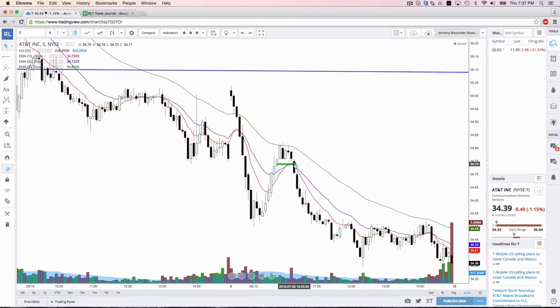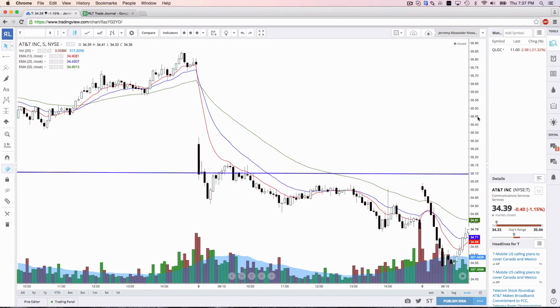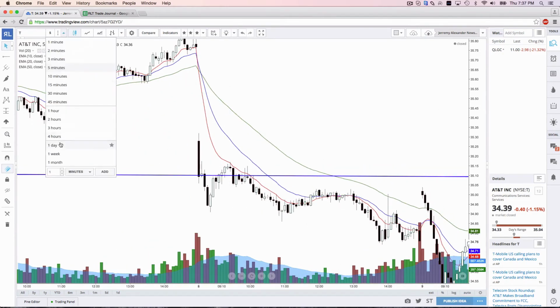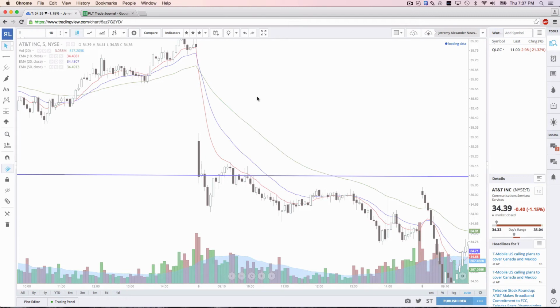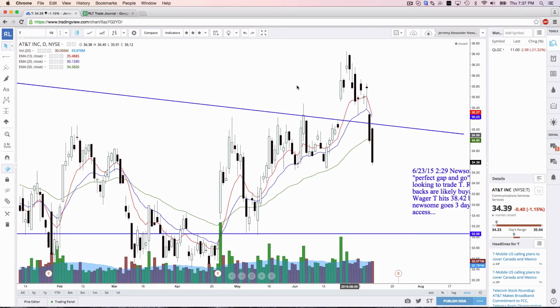Here's the 5-minute retest. Boom. There's your entry. There's your stop. Too simple. So let's hop over here. This one was also a good one. Let's go to the daily chart on AT&T, and let's just go through a few things. So here's your daily chart on AT&T, and this is yesterday.